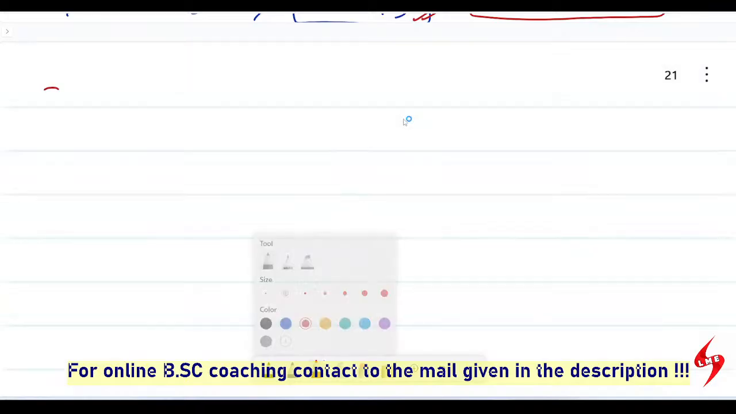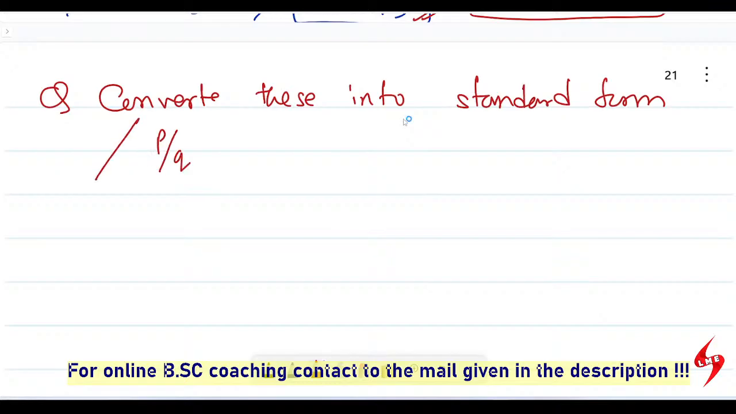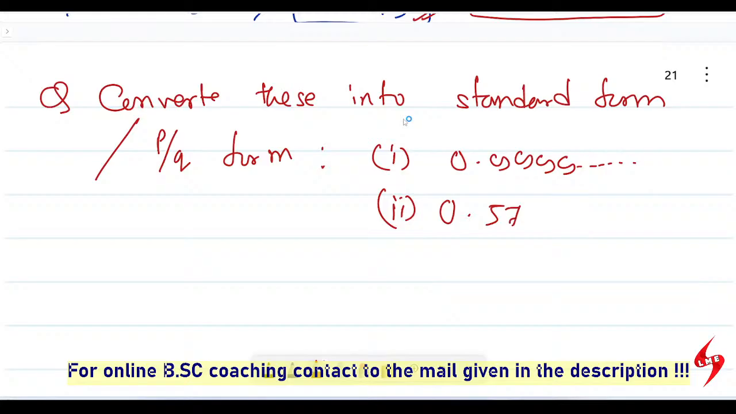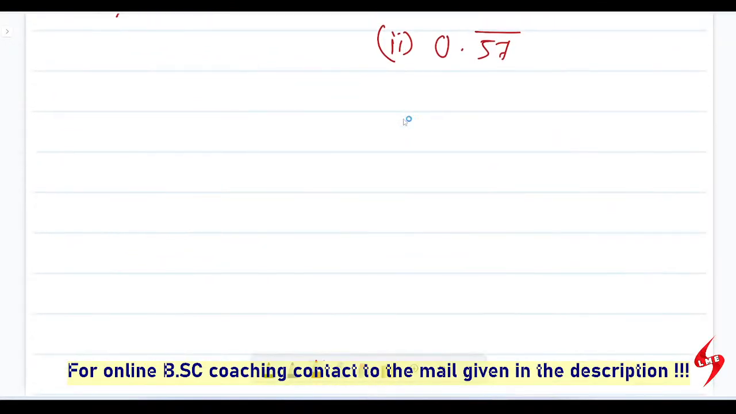Next, my task to you: convert this into standard form or P by Q form. Both are the same. First question is 0.9999 bar, this one, and another is 0.57 bar. This is some task for you. You have to do this. I am giving you some time.